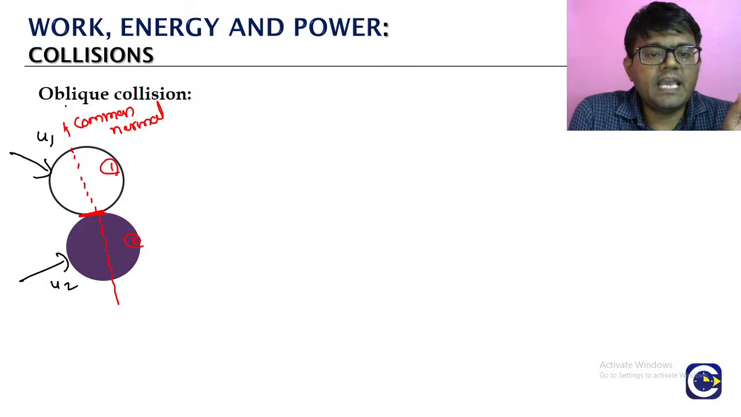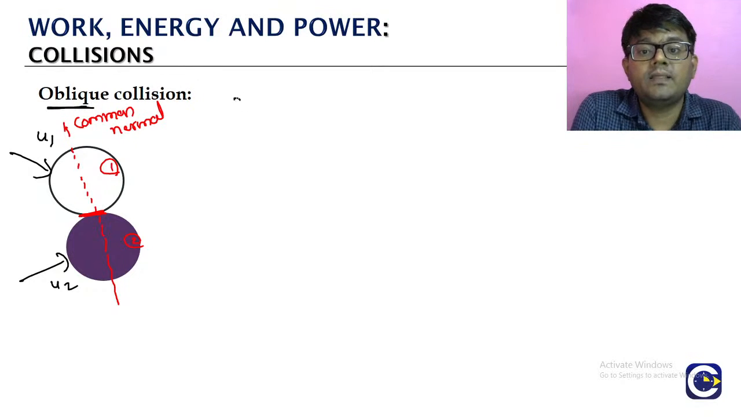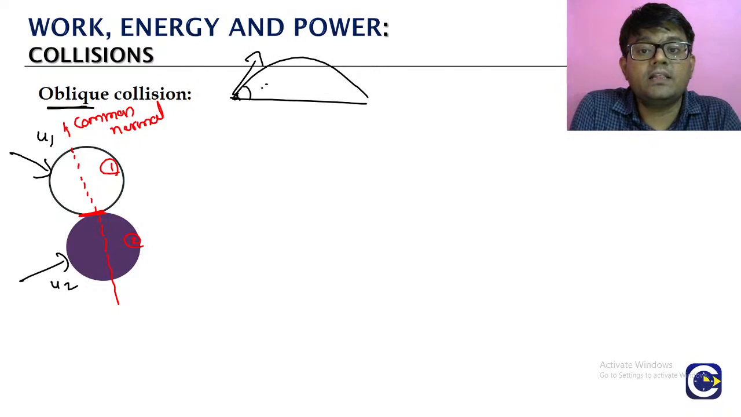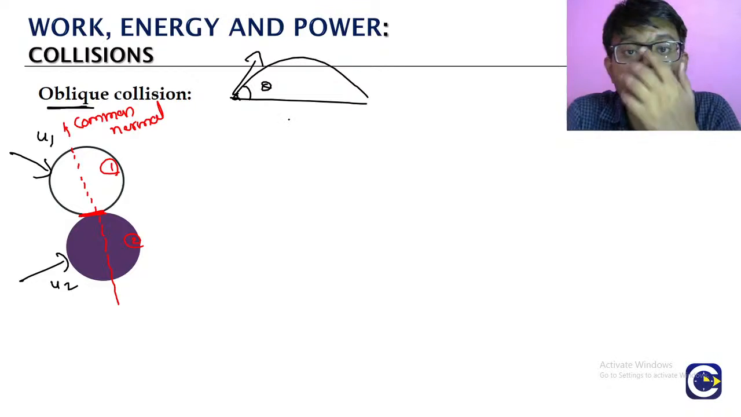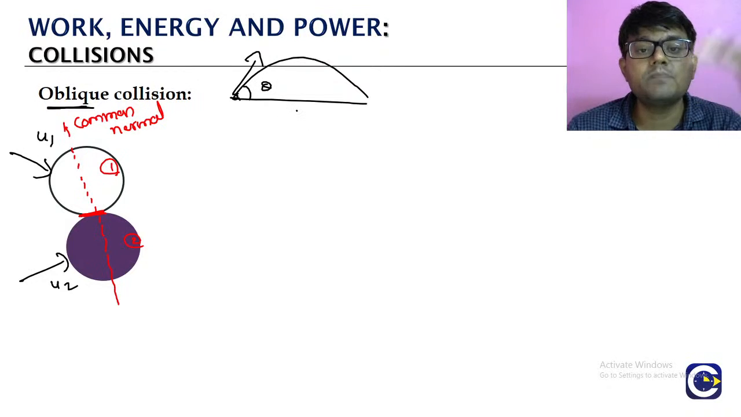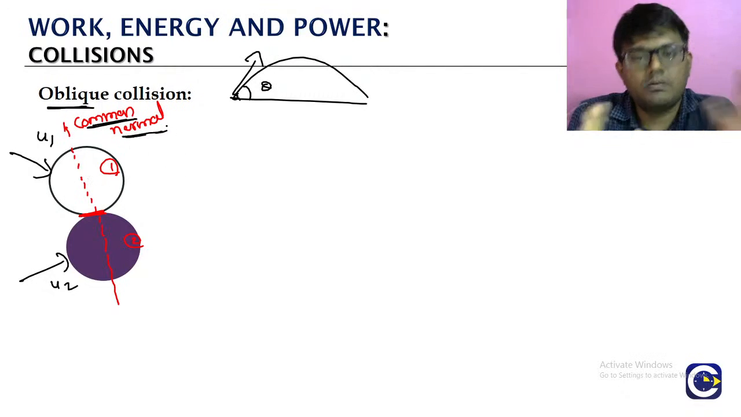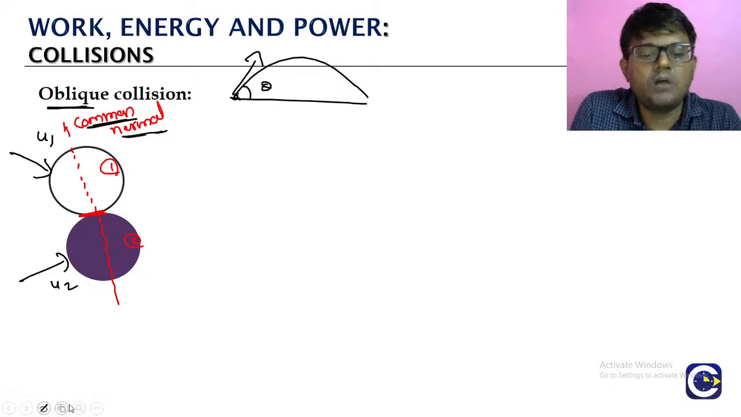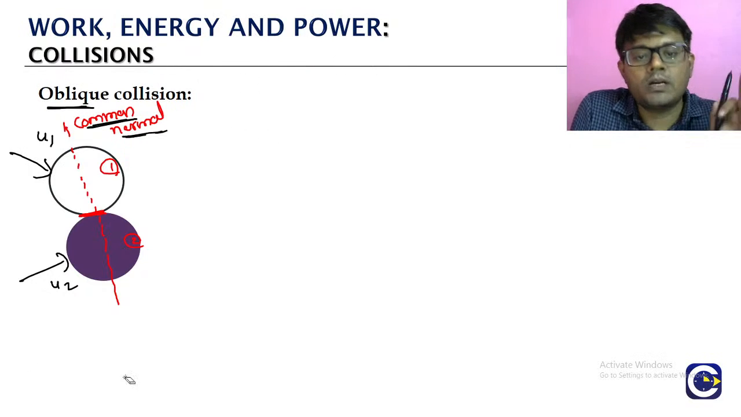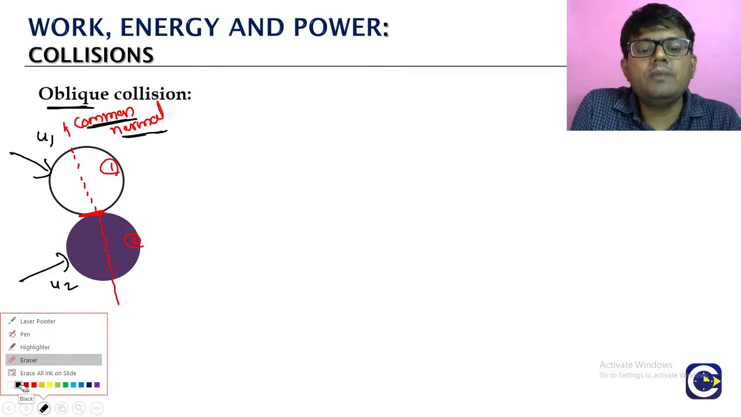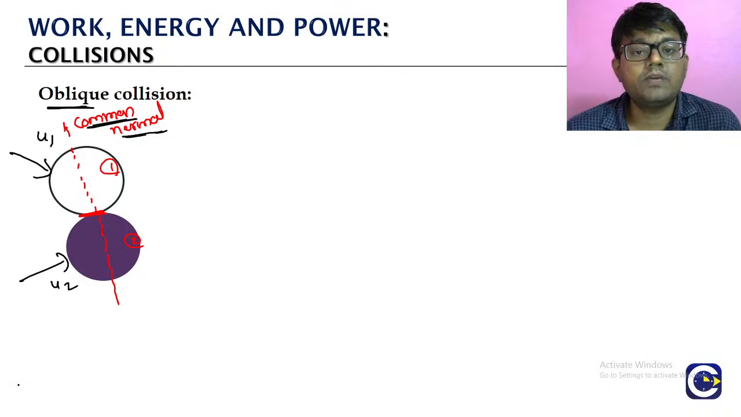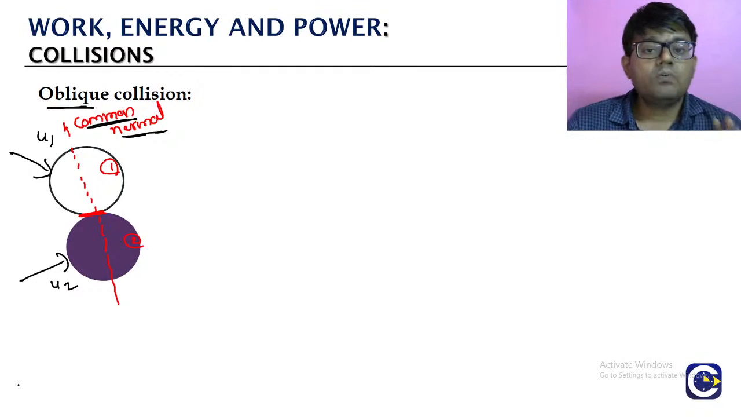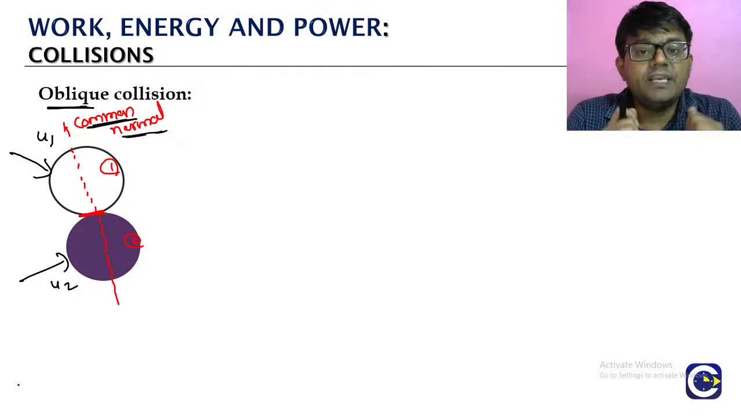So the name oblique means what? Remember in projectile motion, the projectile that we project making an angle theta with the horizontal, we call it an oblique projectile. Oblique means making an angle. So here the velocities will be making an angle with the common normal. In case of head on, the velocities will be along that common normal line. That is why we call it oblique collision.